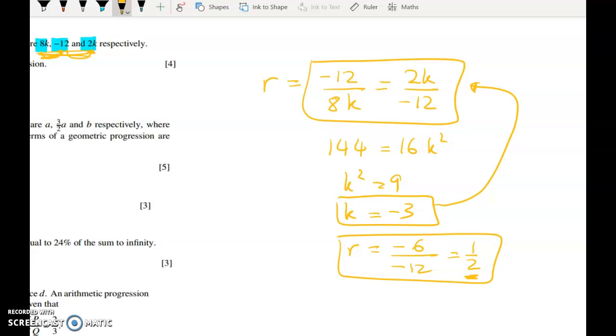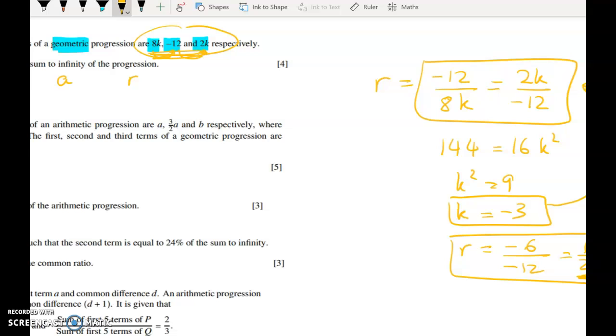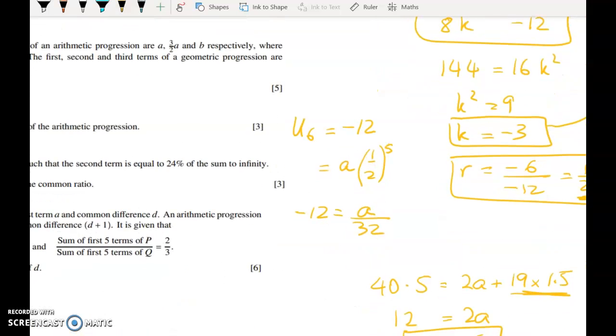But I still need to get a. So what was the first term in my sequence? Well, I can pick any one of these now. I'm going to pick that negative 12. So we know that the 6th term was negative 12. And we know that that was equal to a times the ratio 1/2 to the power of 5. Every time we move up a term, we times by 1/2. So we have negative 12 is equal to a over 32, which tells me my first term was a equals negative 384. So that's that bit done.